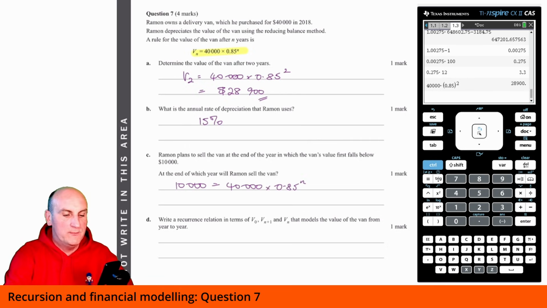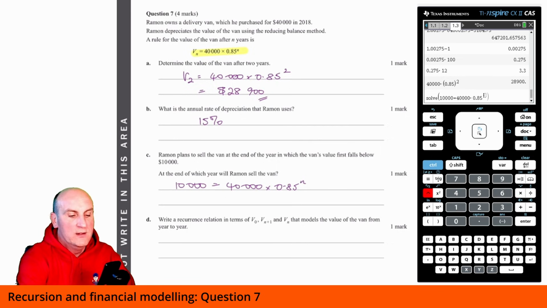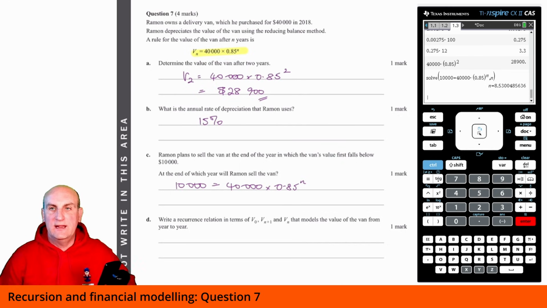I'm going to find that value here by using my solve function. So solve 10123 equals 4123 times 0.85 to the power of m, comma n. And that gives me that one there. So it will be $10,000 after 8.530048. Well, we're not going to be that specific because we want it to fall below.